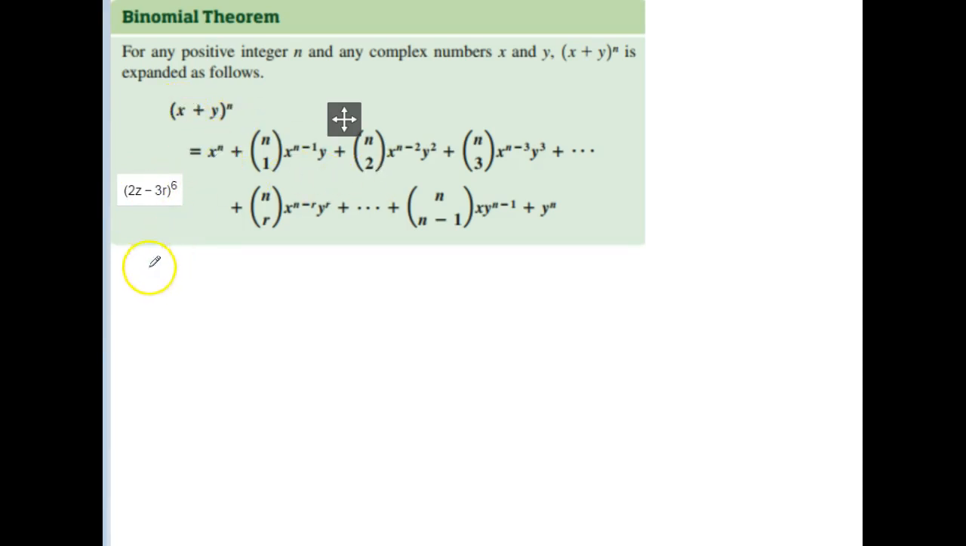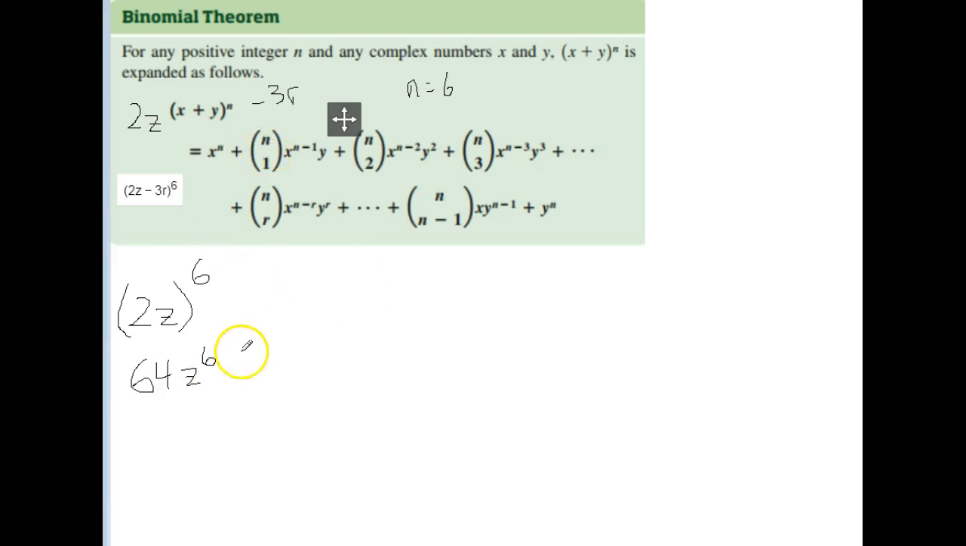So for the first term, let's identify our x is 2z, and our y is minus 3r. So we're going to do our x to the nth power, so it's going to be 2z, that whole entire thing, to the nth, and I should say our n is 6 in this case. The reason I'm emphasizing it's the whole entire thing is you're going to do 2 to the 6 as well as z to the 6. So 2 to the 6th power would be 64z to the 6th. That's going to be our opening term of our expansion.